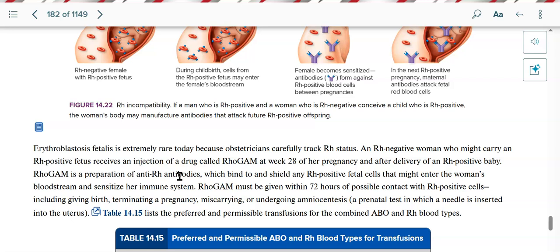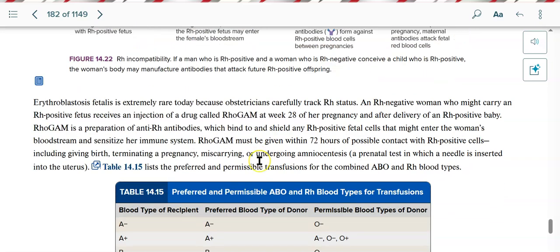So if you give an Rh negative woman anti-Rh antibodies, they're not going to stay in her body from then on, but her body will not have to produce any. So the next time she has an Rh positive baby, she will not have her own antibodies to work against it. I hope that makes sense.